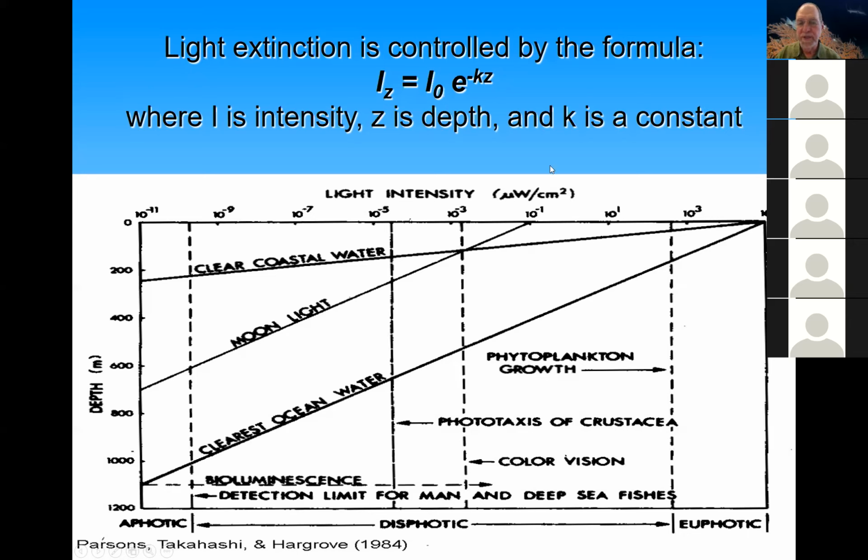Any other questions or thoughts about primary production before we go on to the next topic, which is nutrients from the sea? Could you post a practice question of this? Yes, sure I could. I'll give you a practice question of that. It won't be today, but I'll put it up tomorrow. I'll show you how to do that.